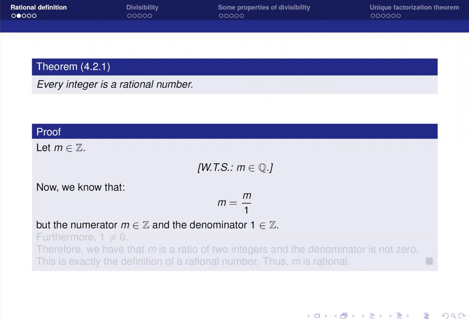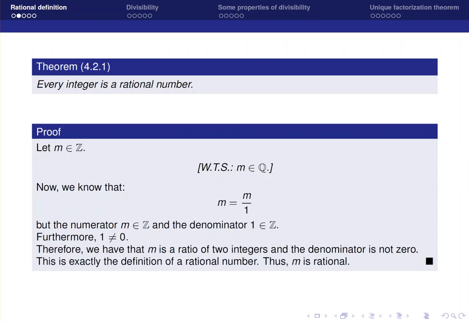Now I know that the number m is the same thing as m over 1 because dividing by 1 does not affect the value of m. It just keeps it as m. And keep in mind that the numerator and the denominator are both integers. That's important. I have to know that the numerator and the denominator are not any other random numbers. They have to be integers. On top of that, I need to know that the denominator is not equal to 0, which it is in this case. It is true that 1 is not equal to 0. So therefore, m, which is the ratio of two integers, where the denominator is not 0, means that m is now a rational number. And that's what we wanted to show in this theorem.